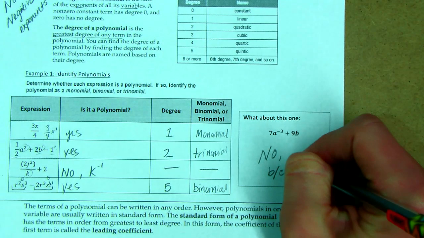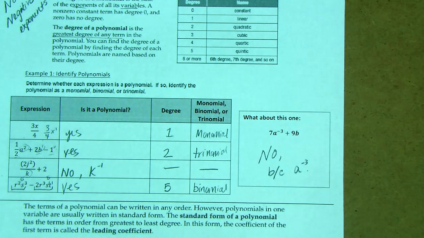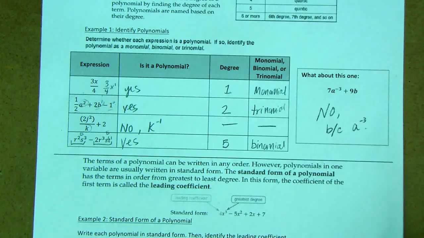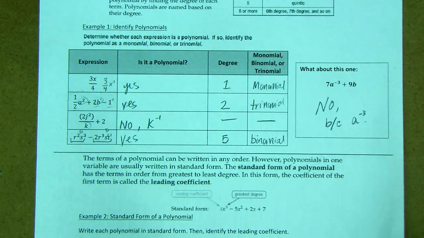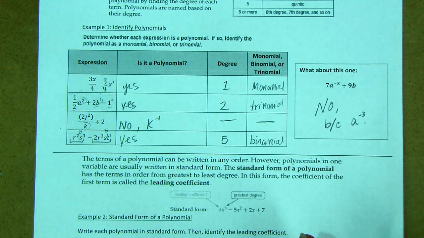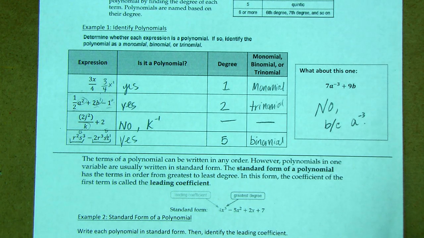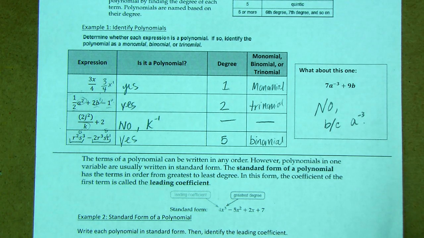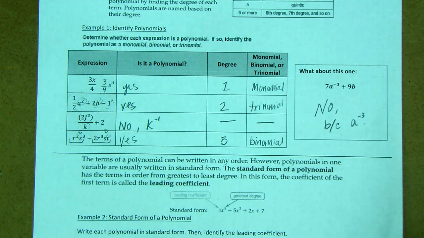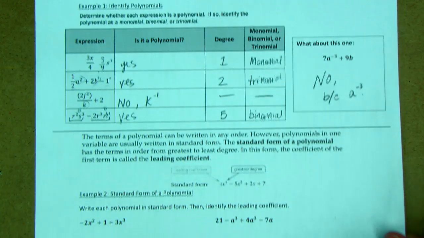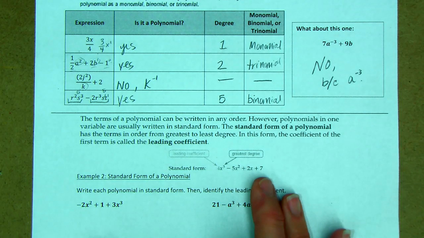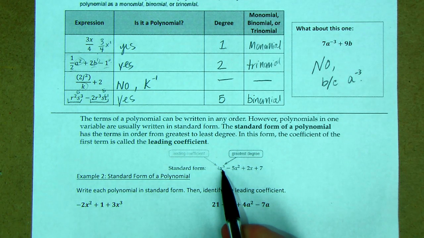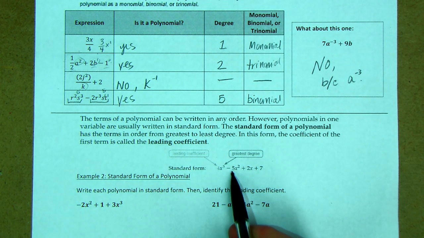All right, so when you're writing polynomials, it technically can be written in any order. However, polynomials that only have one variable are usually written in standard form, meaning the terms will go from the biggest to the smallest. So take a look at their example. They only have x in this example. So 4x to the third, and then -5x squared, and then plus 2x and 7. So decreasing order of the variable.